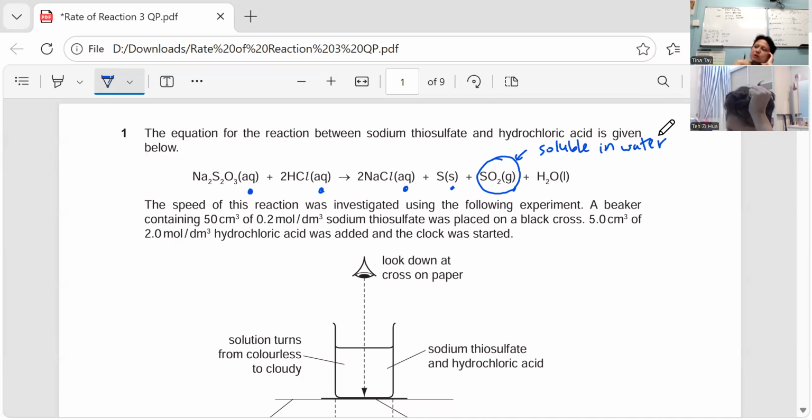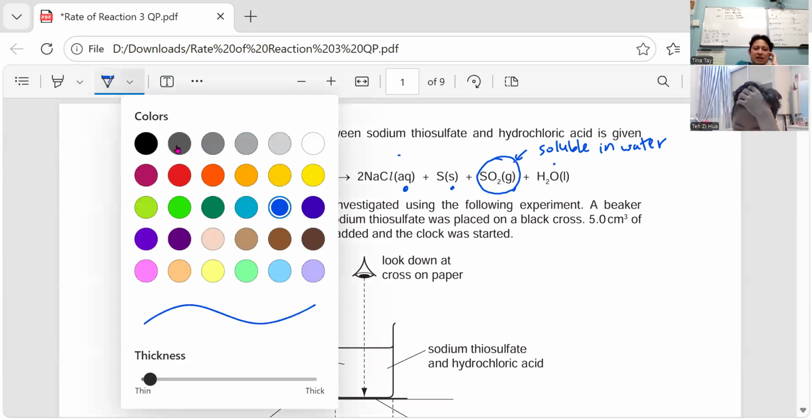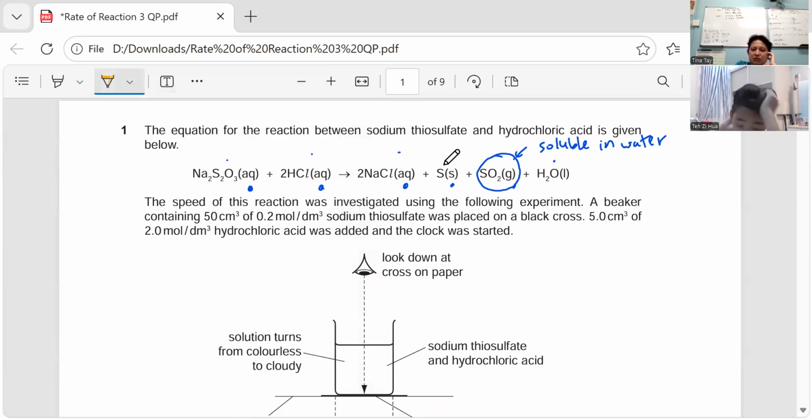So I won't be able to collect any gas. So what I do instead is, this is colorless, this is colorless, this is colorless, this is colorless, this is colorless. Only sulfur has color. And the color of sulfur is a yellow solid.